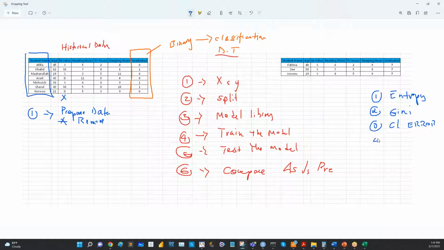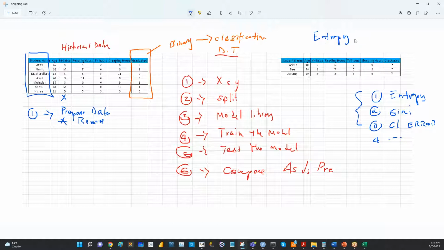It must be number 4. I don't know it, but a decision tree uses either entropy, which is how uncertain you are, or the Gini index, or classification error. In our case, we are going to use the entropy.